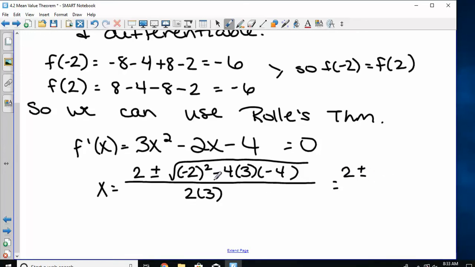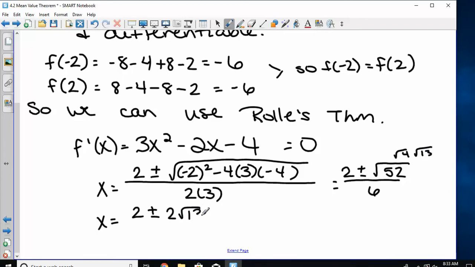So that gives me 4 plus or minus the square root of 52. Since I'm trying not to use a calculator, let's just keep working with this. I need a perfect square that goes into 52. That would be 4 and 13. So I get 1 plus and minus radical 13 over 3.